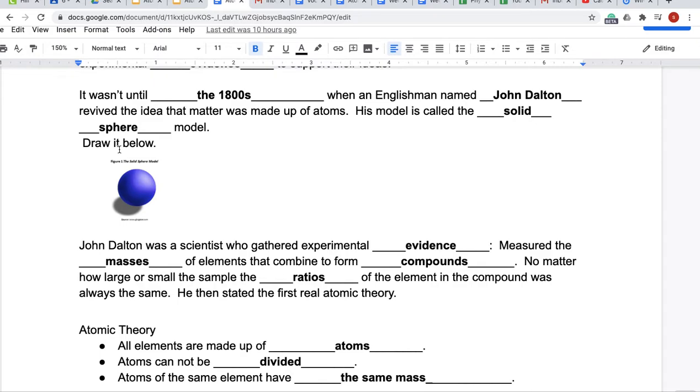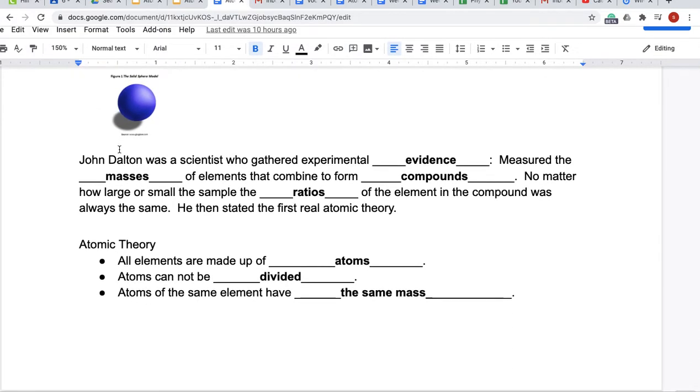And so he was able to come up with an atomic theory, and this was really the first theory. And it was good to go for the purposes of what he was doing. Most of it is still right. However, there is a thing or two that has now been determined to be different. But that's okay. So here's what he said. He said all elements are made up of atoms. That agrees with Democritus. What he also said is atoms cannot be divided. That also agrees with Democritus. However, that's not the case anymore. We now know that atoms can be divided.